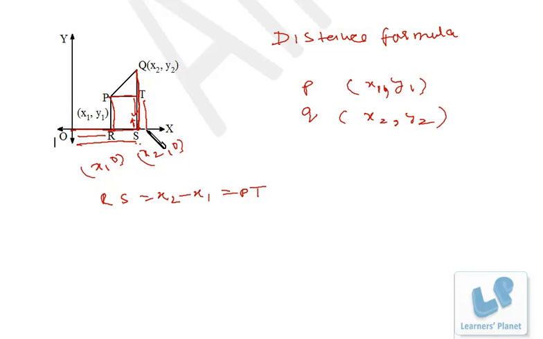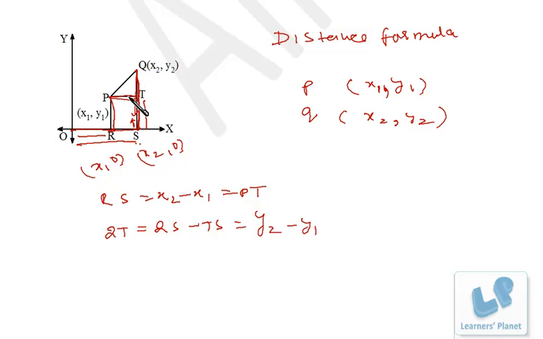So that will be QT. So QT is equal to QS minus TS, right? So QS is Y2 and TS is Y1. So X2 minus X1 is RS and PT, and QT is Y2 minus Y1. So we got this length, we got this length.